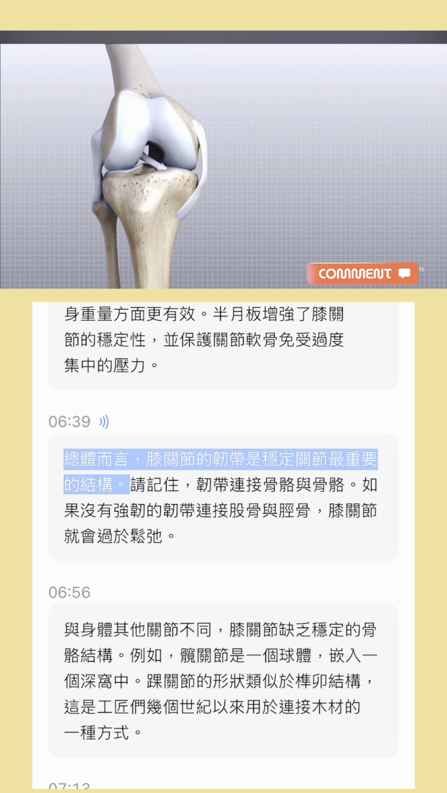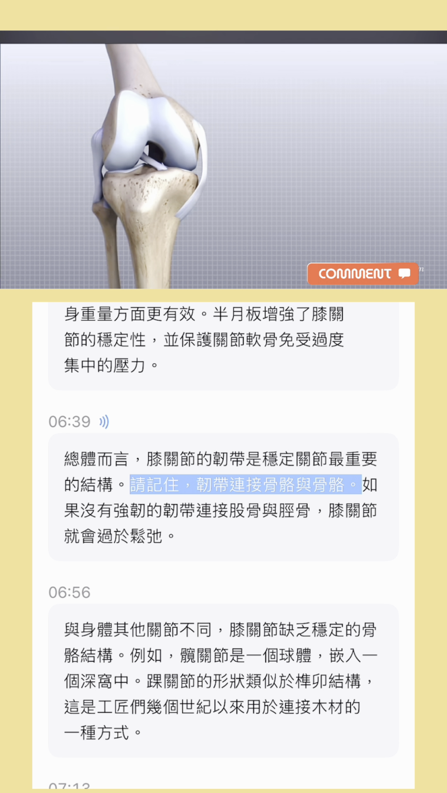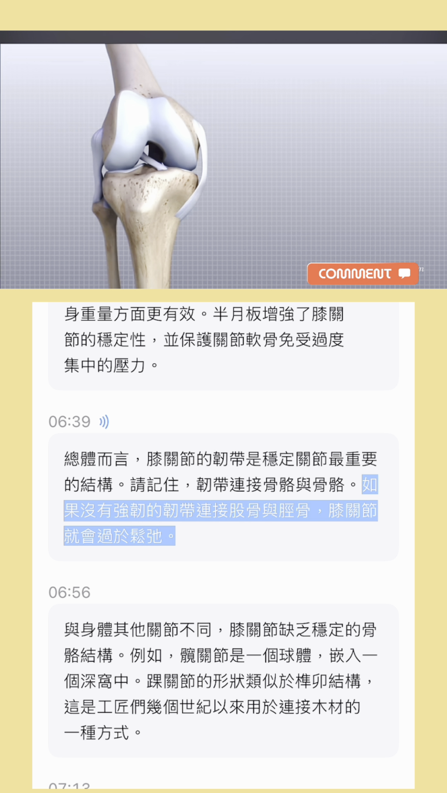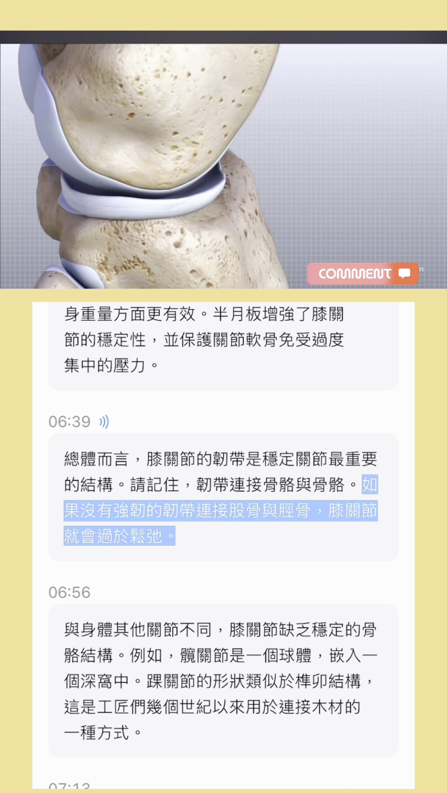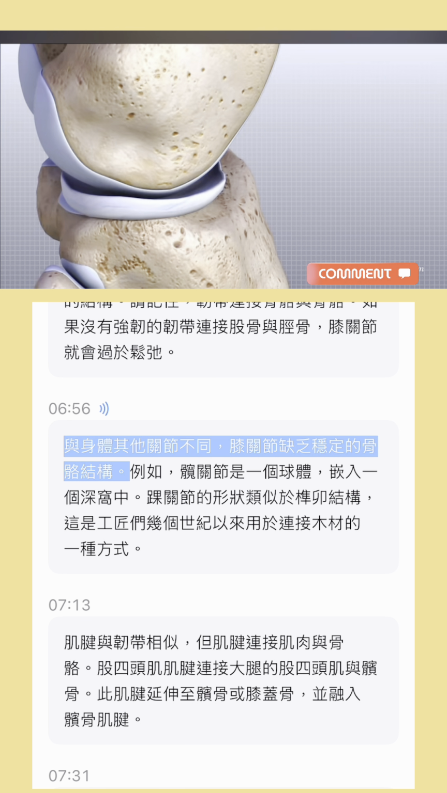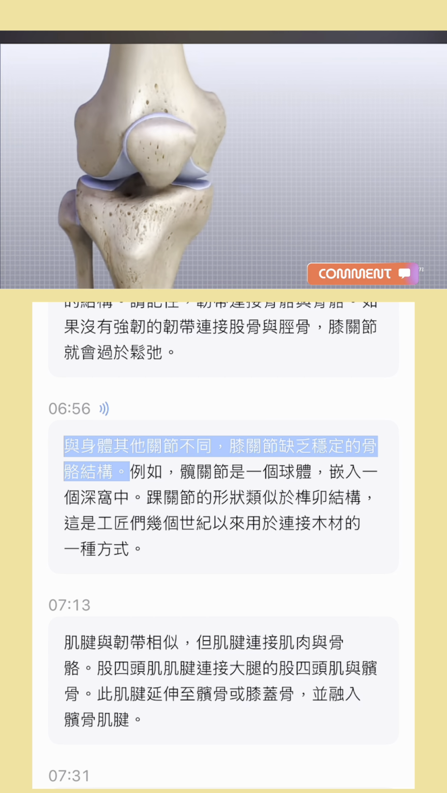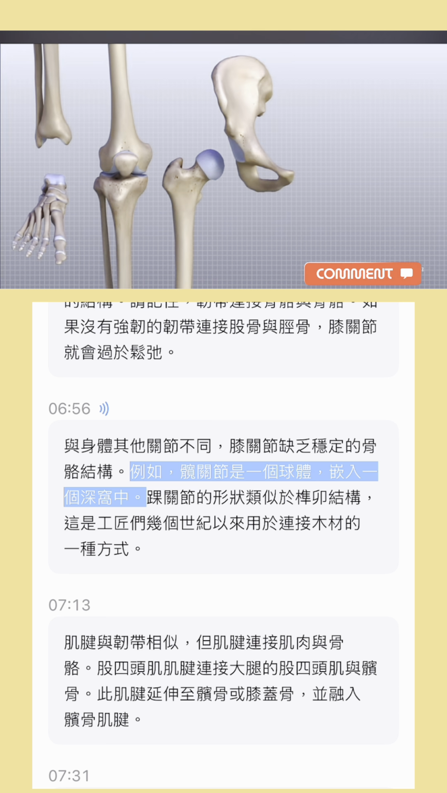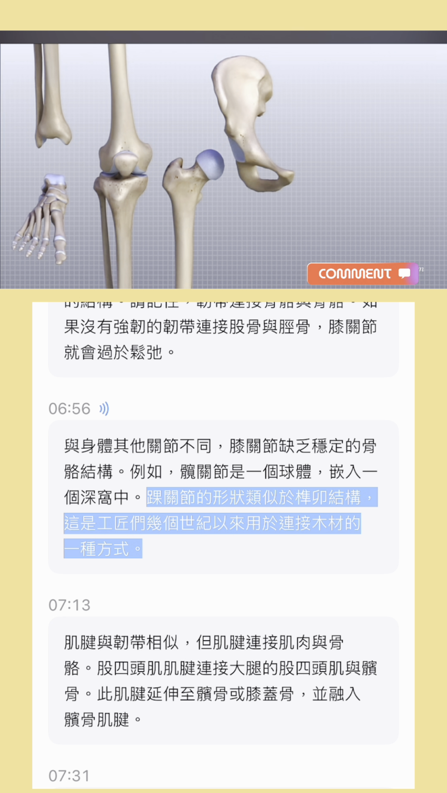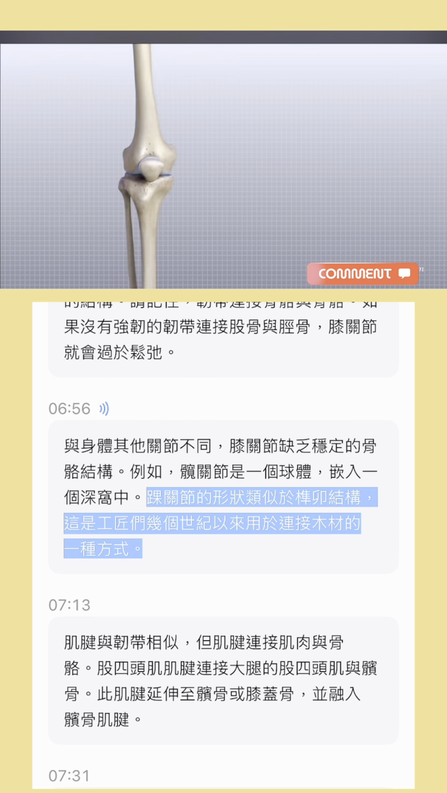Taken all together, the ligaments of the knee are the most important structures that stabilize the joint. Remember, ligaments connect bones to bones. Without strong, tight ligaments to connect the femur to the tibia, the knee joint would be too loose. Unlike other joints in the body, the knee joint lacks a stable bony configuration. The hip joint, for example, is a ball that sits inside a deep socket. The ankle joint has a shape similar to a mortise and tenon, a way of joining wood used by craftsmen for centuries.